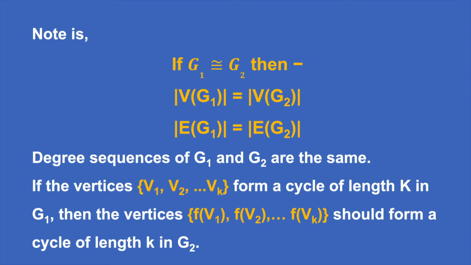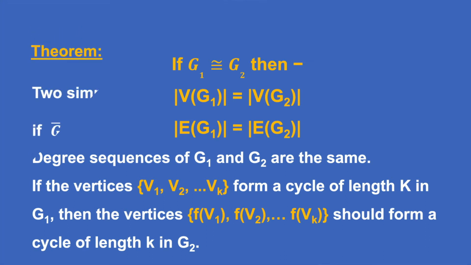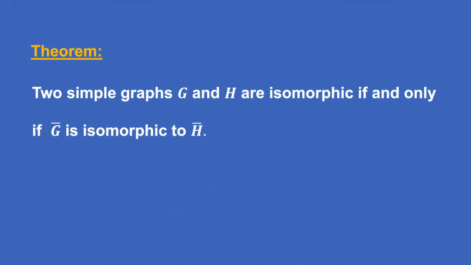If the vertices V1, V2 and so on up to Vk form a cycle of length k in G1, then the vertices f of V1, f of V2 and so on up to f of Vk should form a cycle of length k in G2. Let us now see a theorem. Two simple graphs G and H are isomorphic if and only if G complement is isomorphic to H complement. This theorem statement is something that we discussed using a graph in the previous section. Now let us see the proof.